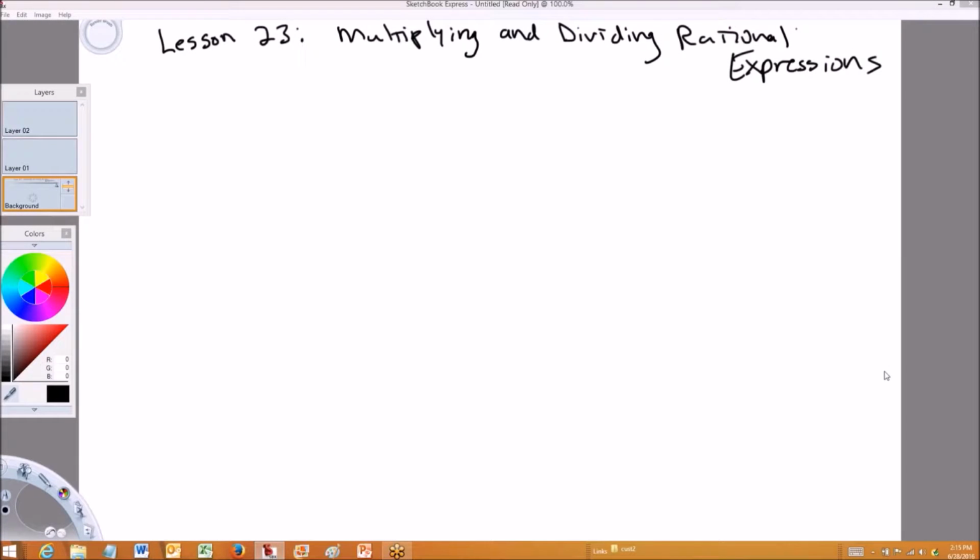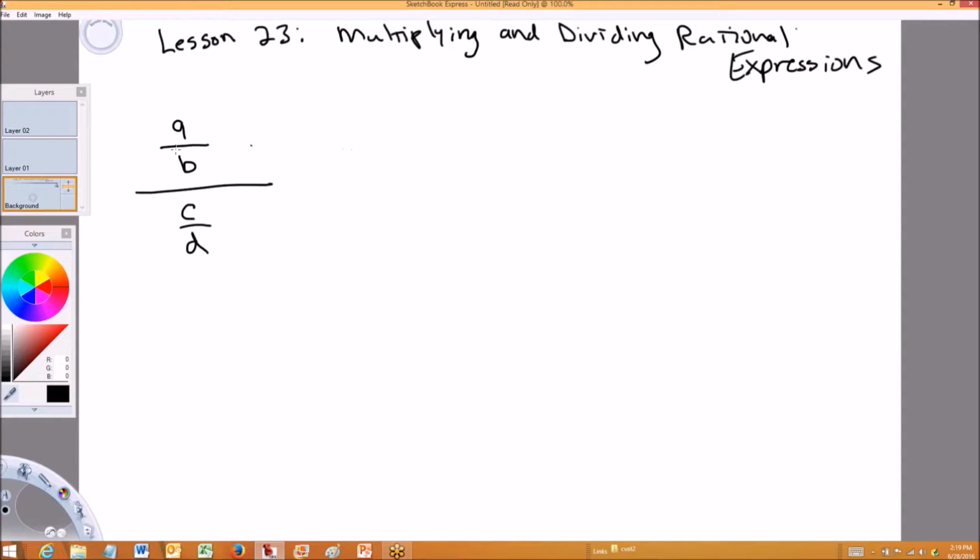Okay, still expanding on rational expressions. In Lesson 23, we look at multiplying and dividing rational expressions. Okay, the first property I want to talk about, I don't think is in the text, but it is very, very handy, especially if you work with fractions. It goes like this.